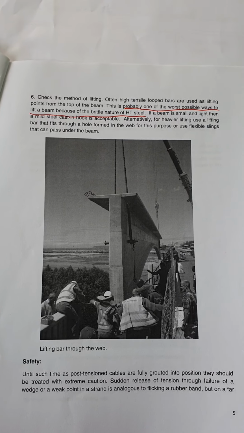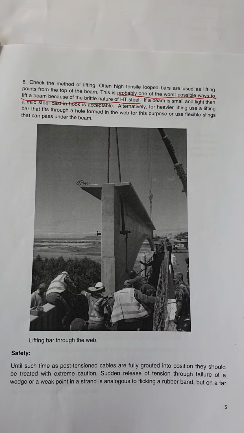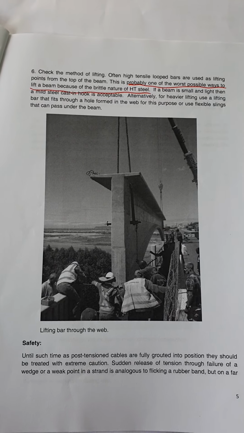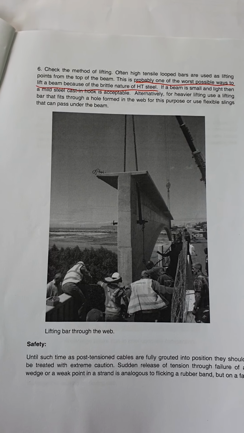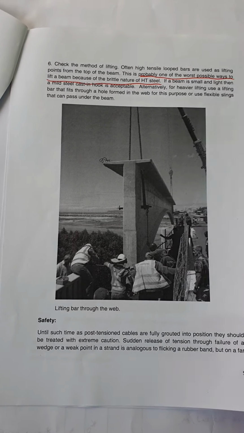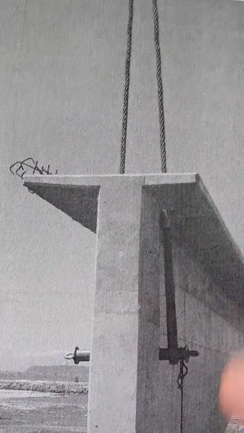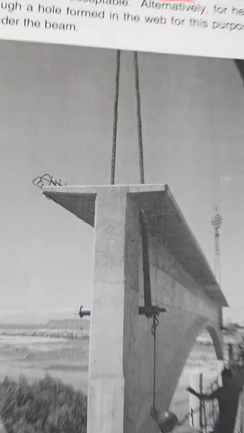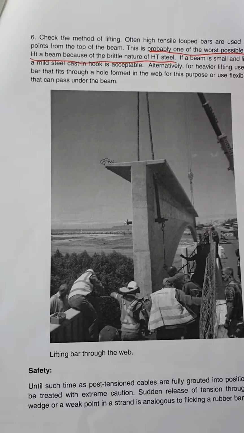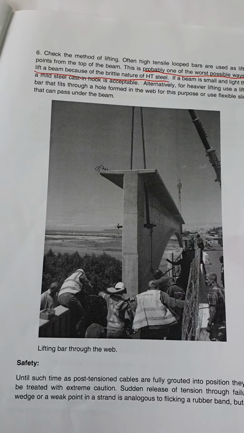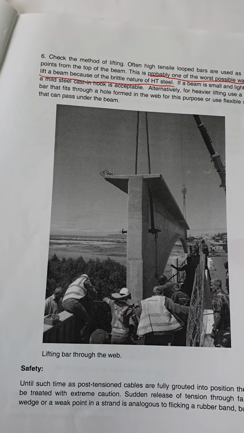If a beam is small enough and light enough, then I would say lift it with a mild steel cast and hook. That's fine. But for heavy beams, such as the one in this example, I'd rather have holes formed through the flanges, where you can see there, and then lift with a lifting bar through the web. Much better position, a much better system to lift with. Another alternative is to be able to fit a sling right underneath the beam and lift it from the underside.